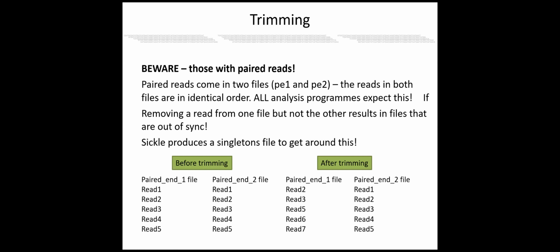So the way SYCL deals with this is SYCL just goes under logic that if I throw out paired end 1, read 1, paired end 2, read 1 is no longer paired. It's now a singleton, and SYCL will pass those off to a singletons file.